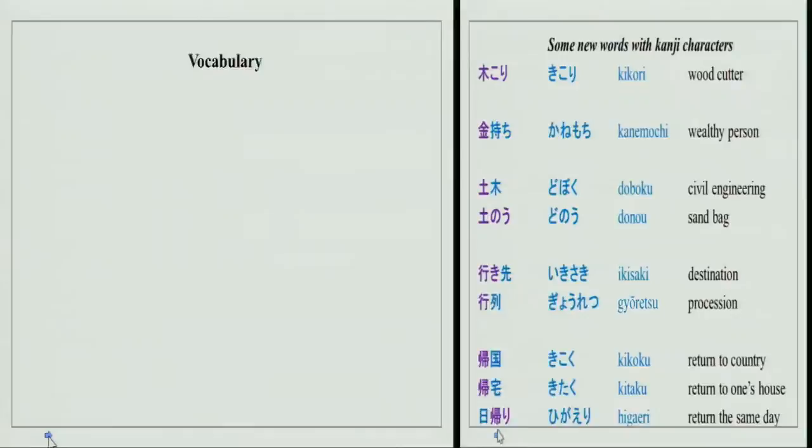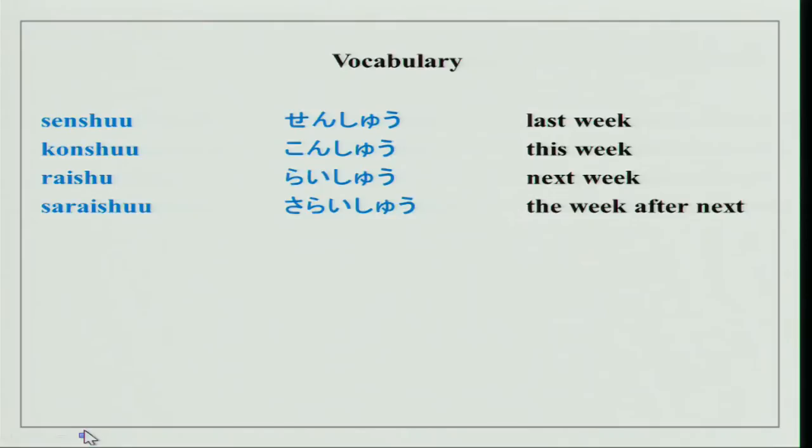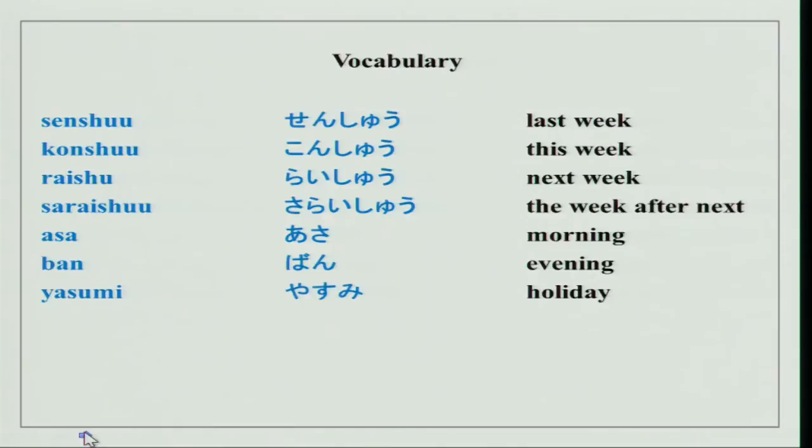Now we have some words. Senshu. Konshu. Raishu. Saraishu. Asa, ban, yasumi, kimasu, arukimasu.